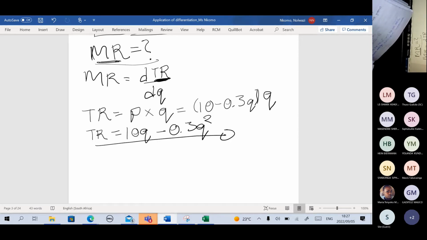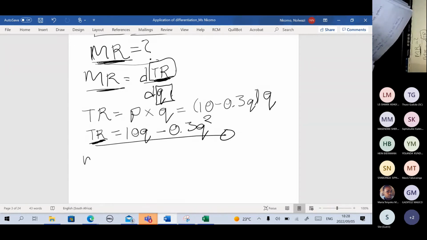This is our total revenue, but we don't have to end here because we are asked to find the marginal revenue, not just the total revenue. The reason we first calculated the total revenue is because we wanted to find the marginal revenue. Remember, we said it is the derivative of the total revenue with respect to Q, right? So since now we have the total revenue, we can find the marginal revenue.